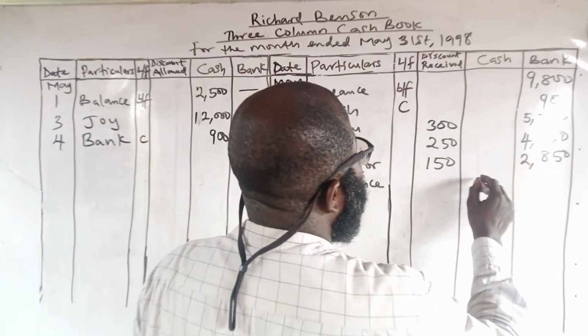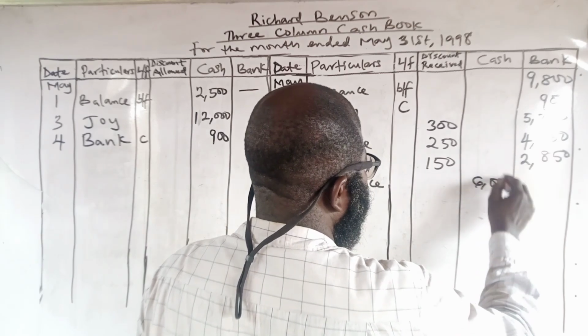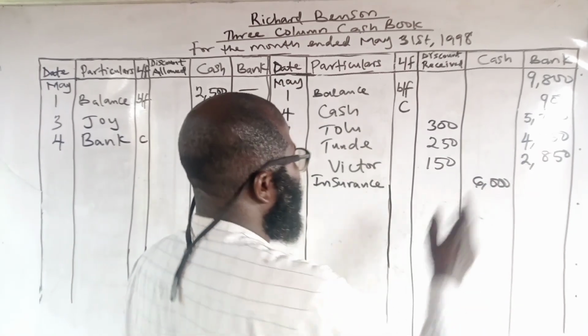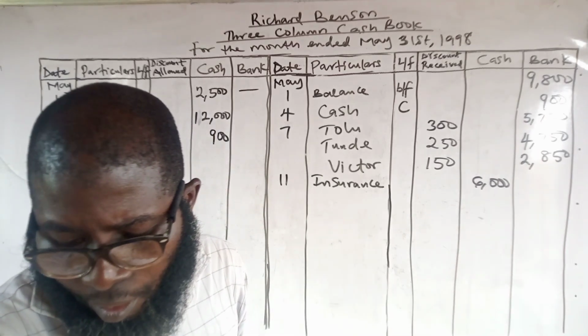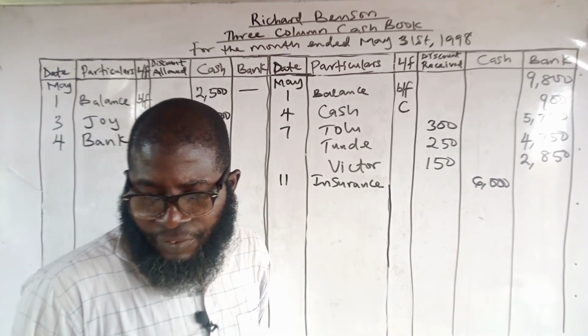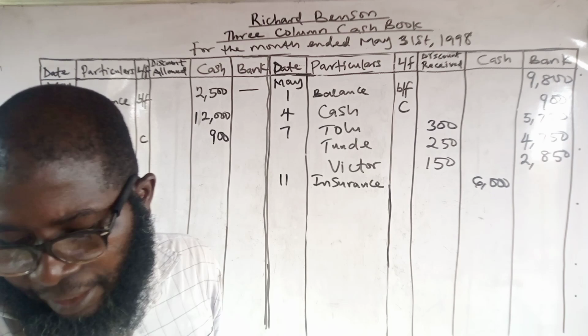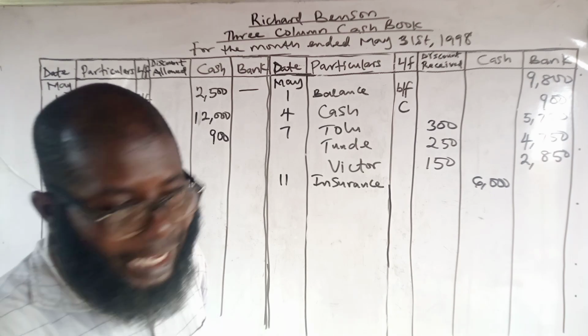We have insurance by cash, 6,000 naira. Then we'll put it under cash. It is part of his expenses. Now, May 14, cash sales paid immediately into the bank, 30,000 naira.